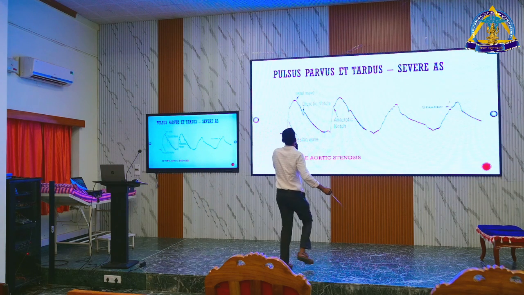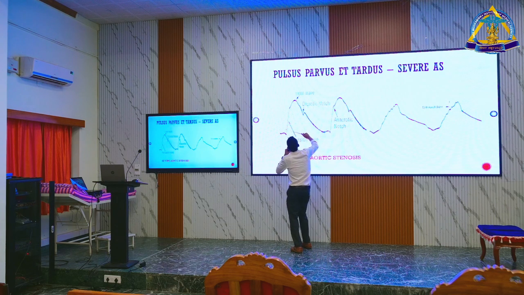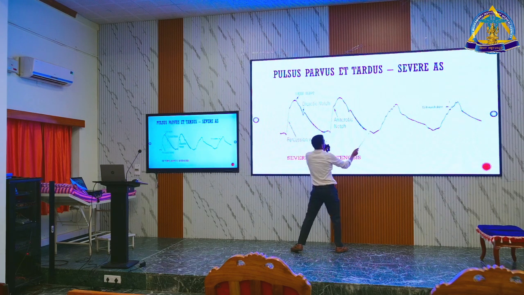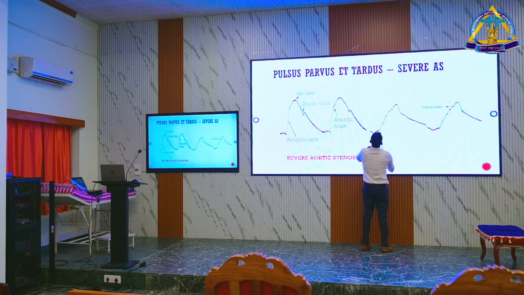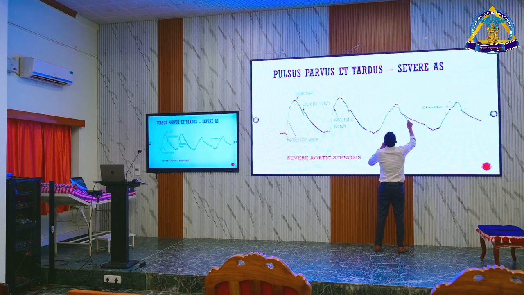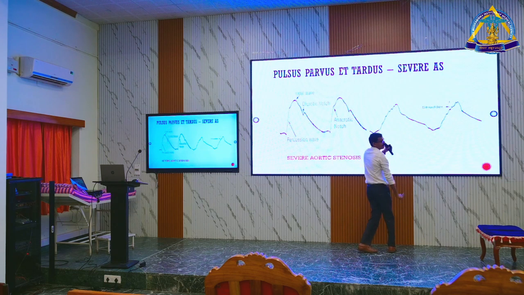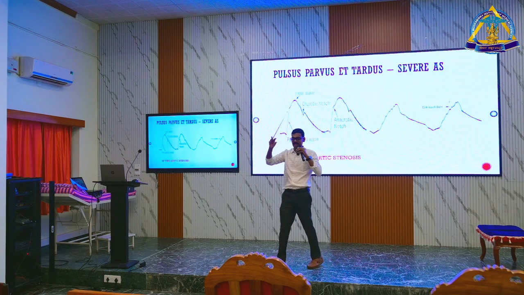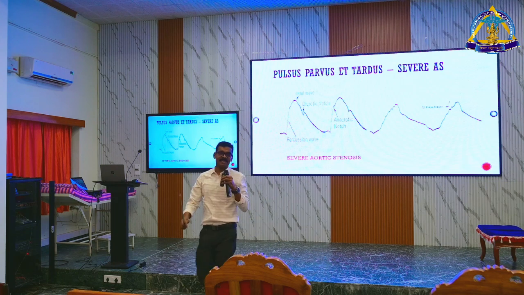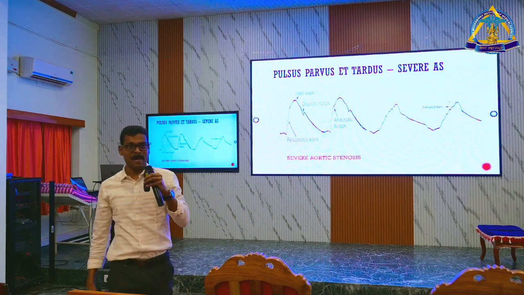And the classically severe aortic stenosis, pulsus parvus et tardus. What is tardus? You see the normal pulse. The upstroke is rather steep. You see the parvus. This is the tardus part. Tardus means slow. Slow upstroke. See the amplitude of the pulse. This amplitude is high. The amplitude is low. This is parvus. Parvus is small. So pulsus parvus et tardus is self-explanatory.